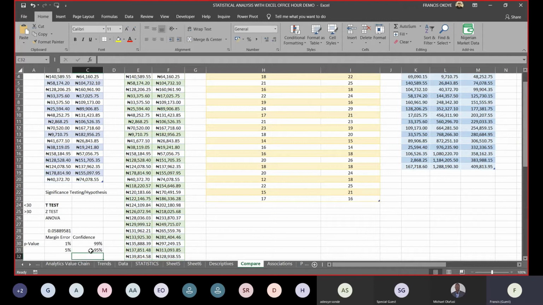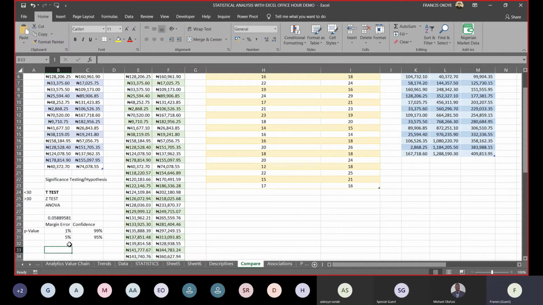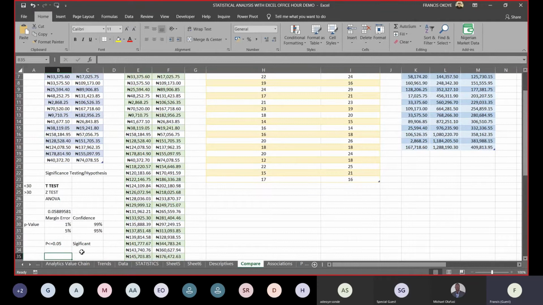So what's your confidence level? Say my confidence level is this. So what is the rule? The rule basically is that if your p-value is less than or equal to 5%, what does that mean? It means it is significant. Because remember, at the end of the day, what we are checking is whether there is a significant difference or a significant relationship. Then if your p-value is greater than 0.05, we say it is not significant. That's basically what we look at.